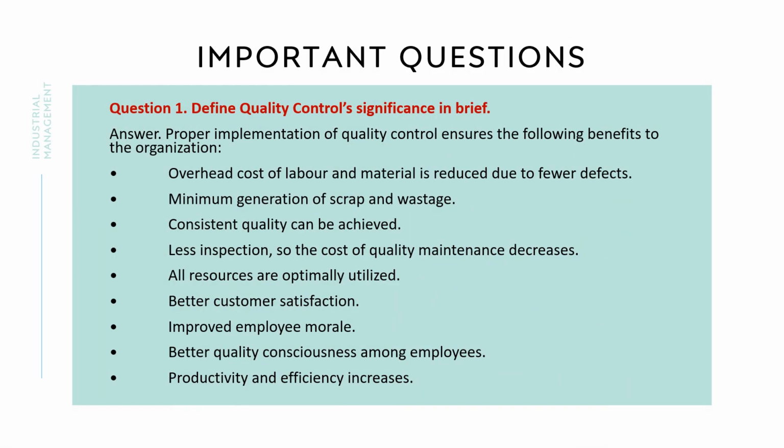Question. Define quality control significance in brief. Answer. Proper implementation of quality control ensures the following benefits to the organization. Overhead cost of labor and material is reduced due to fewer defects. Minimum generation of scrap and wastage. Consistent quality can be achieved. Less inspection, so the cost of quality maintenance decreases. All resources are optimally utilized. Better customer satisfaction. Improved employee morale. Better quality consciousness among employees. Productivity and efficiency increases.